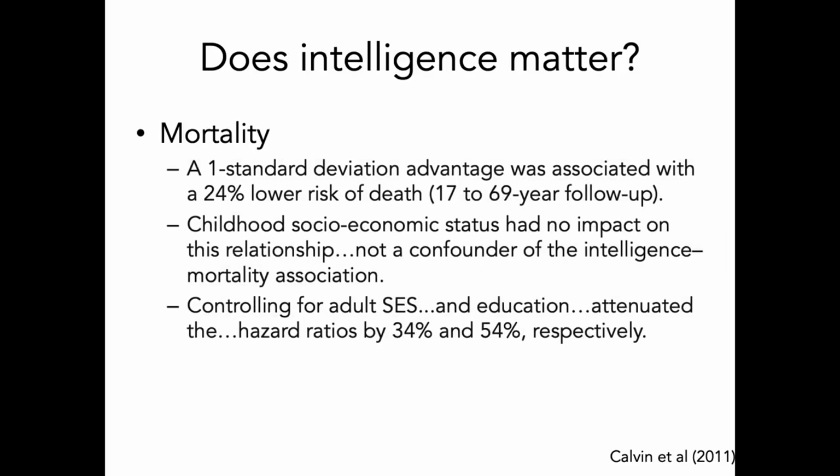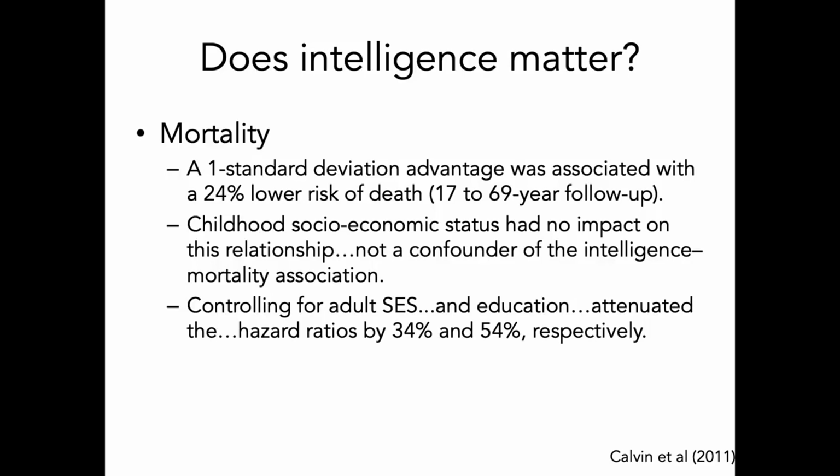Okay, what outcome in life could be more important than when you're going to die? And it turns out that G also predicts mortality. A one standard deviation advantage, which in the normed IQ would be 15 points, is associated with a quarter less risk of death in adults.